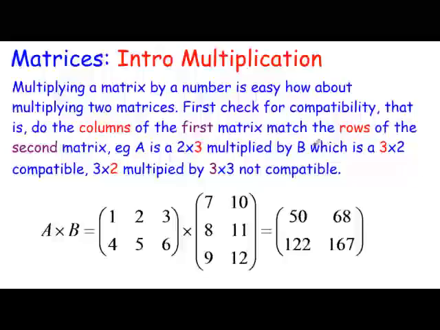Okay, that's because the 3 and the 3 match up. Yes, that's okay. And the result, you know, is a 2 by 2. So as I was saying, what I usually do is I just write down what the resultant matrix would look like. Okay, a 2 by 2.